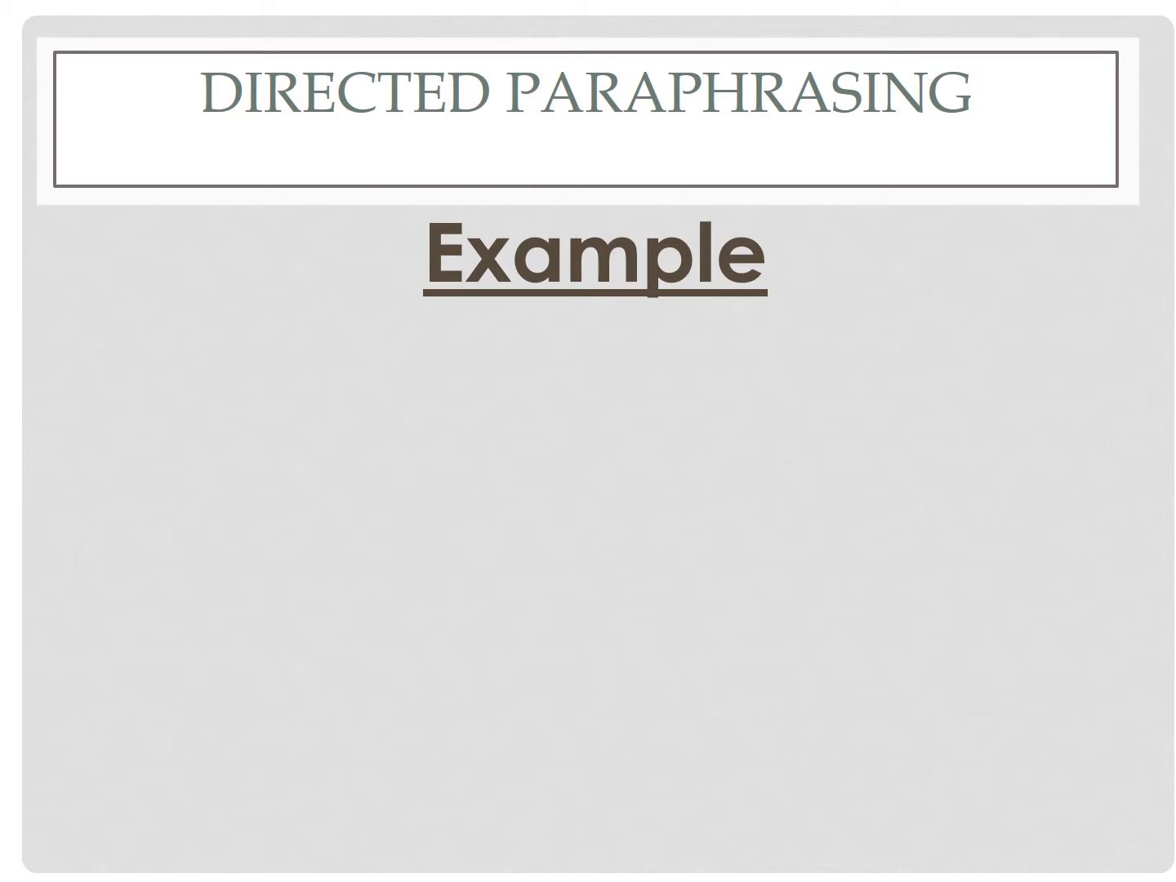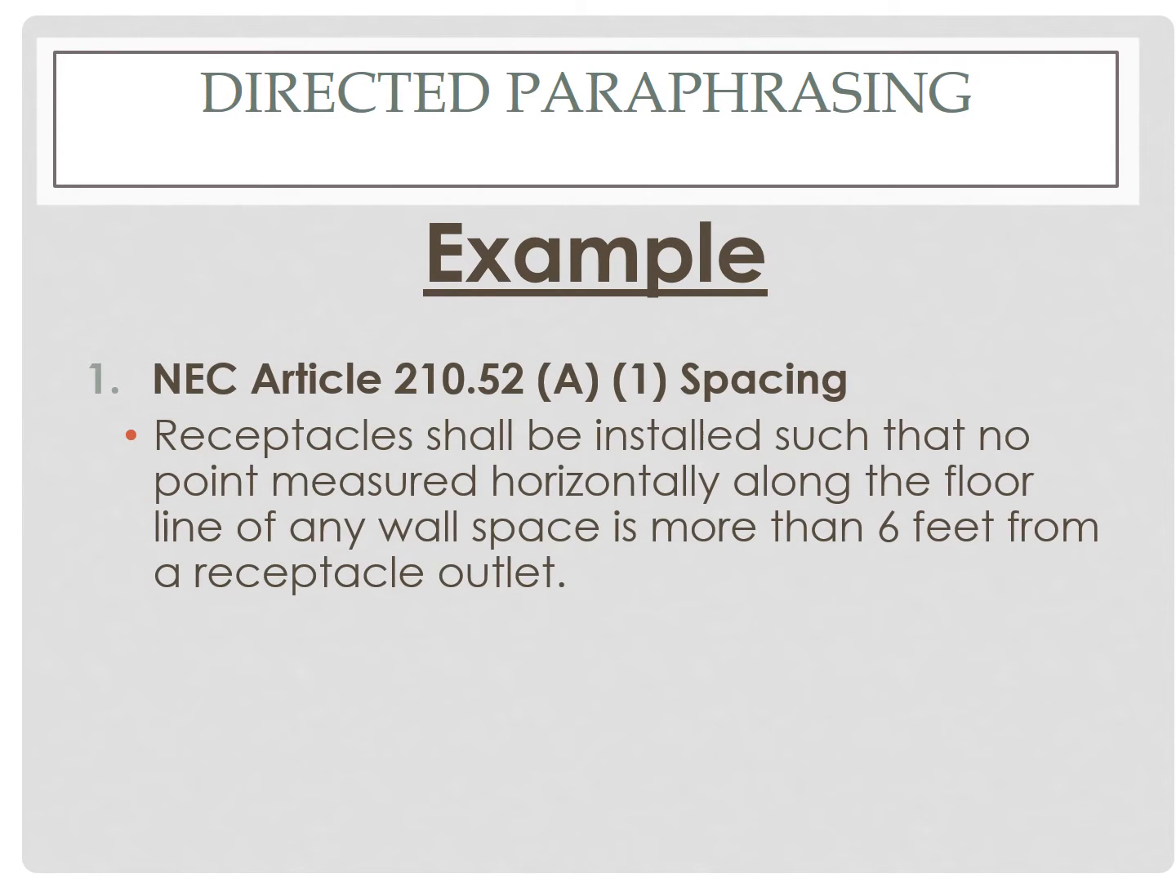For example, in my electrical class, the definition for how many receptacles are required to be installed in a house is, according to Article 210.52(A)(1), spacing: receptacles shall be installed such that no point measured horizontally along the floor line of any wall space is more than 6 feet from a receptacle outlet.